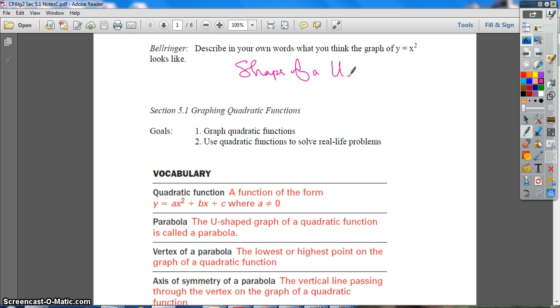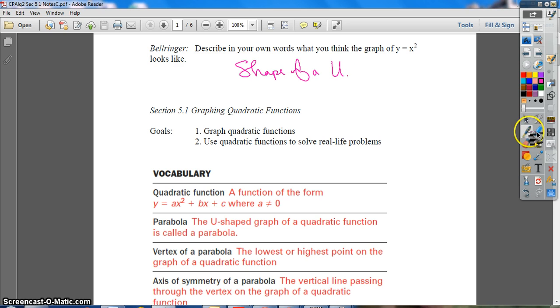So your essential questions for this section would be, how do you graph quadratic functions, and how do we use quadratic functions to solve real-life problems? Actually, guys like football, so the punt every time would have a parabolic shape as it travels through the air.